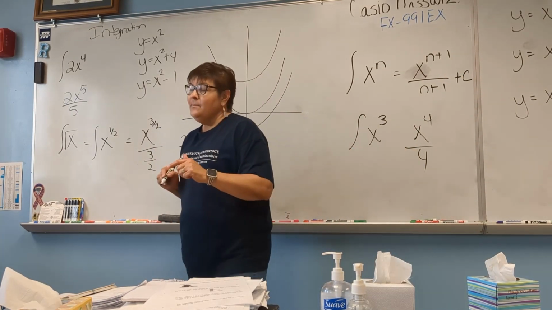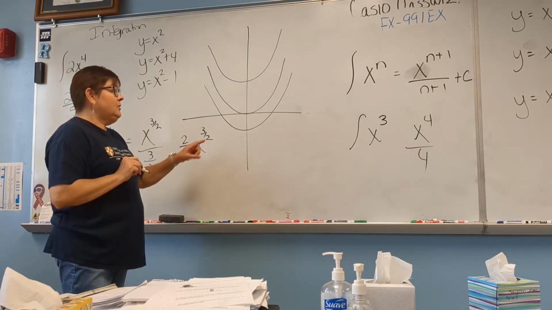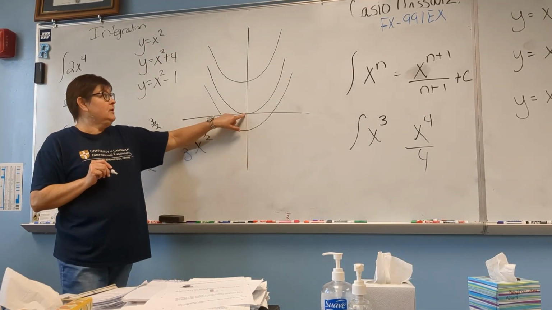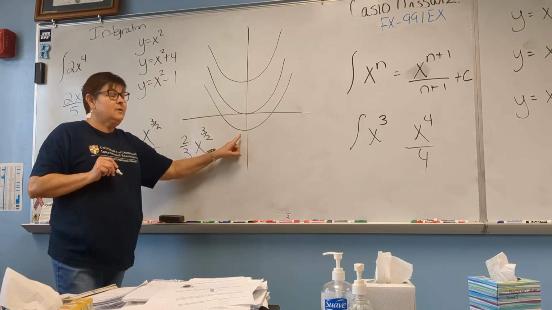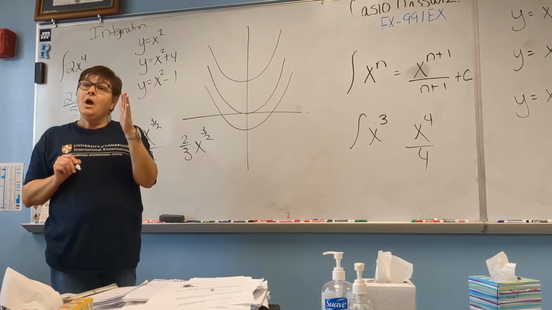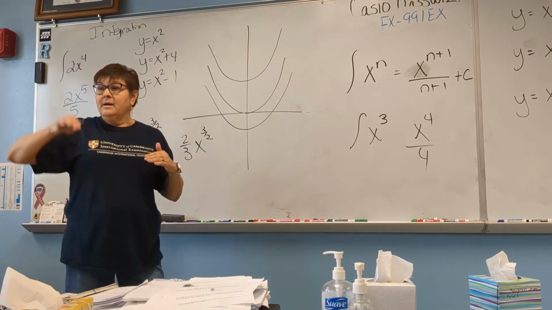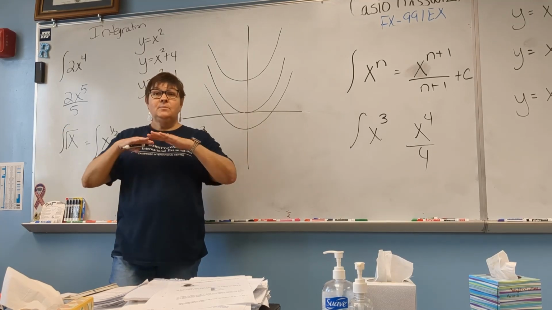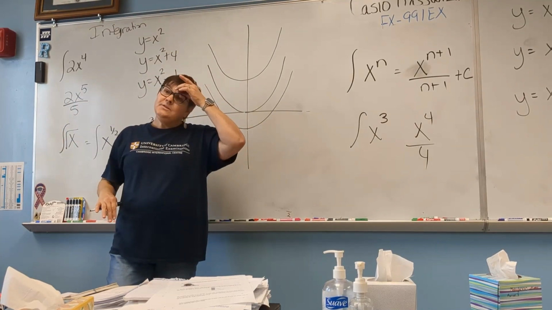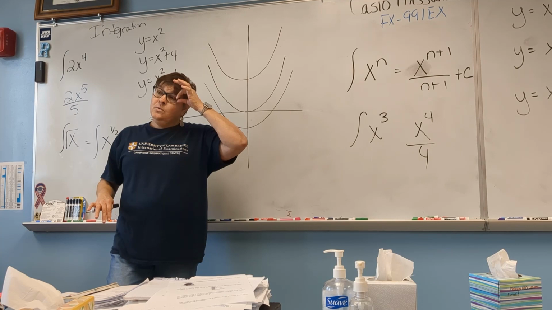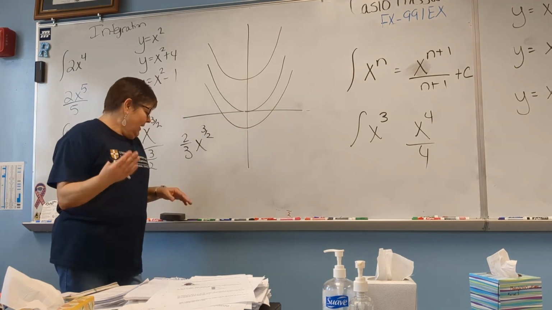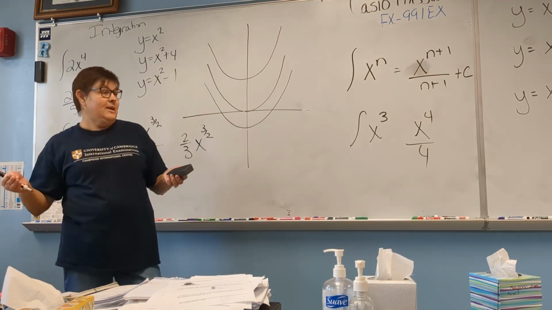The +c at the back end of it means it could have been +0, it could have been +4, it could have been -1. I just know that it's somewhere on that y-axis. It could be some version of that shifted graph. Is everybody cool with what I just said? And here's how we handle that situation.